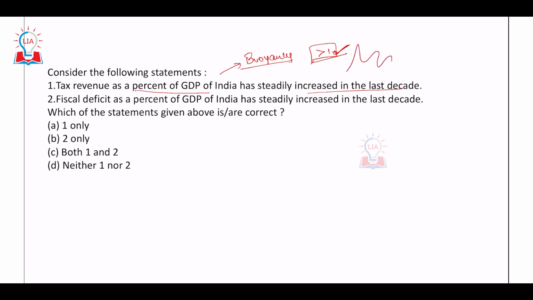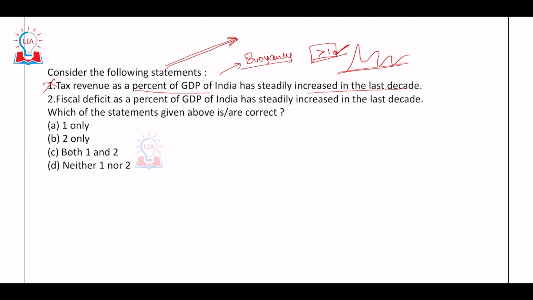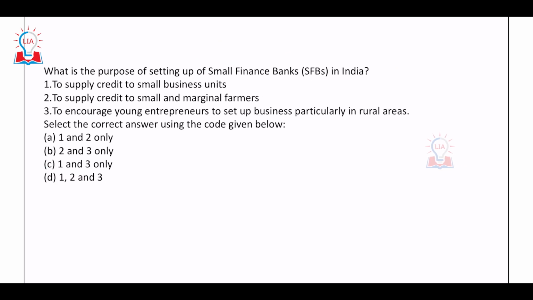This cannot be true. There will be fluctuations, right? The fluctuations in the tax revenue keep on happening on a regular basis every year. So we cannot say there has been a steady increase, as in there should not be any dip as such. Generally you don't find such things happening. So one is wrong. Fiscal deficit as a percentage of GDP has steadily increased in the last decade. Again, it is saying steadily increased. Most of the macroeconomic indicators do not show a steady increase or a steady decrease; they keep fluctuating as the business cycle varies. So the second statement is also wrong. So the answer is neither one nor two, right? Next. What is the purpose of setting up of small finance banks?